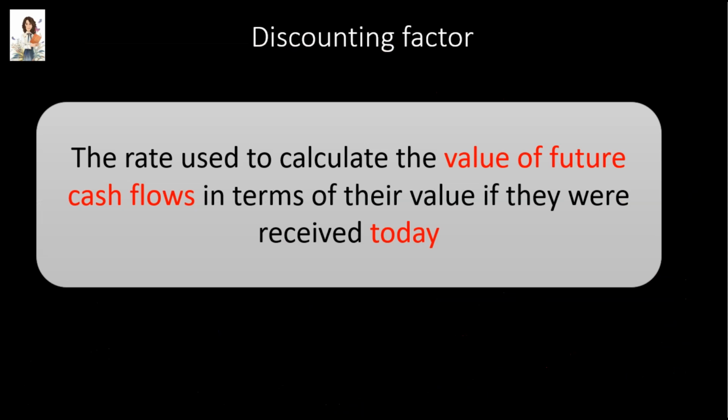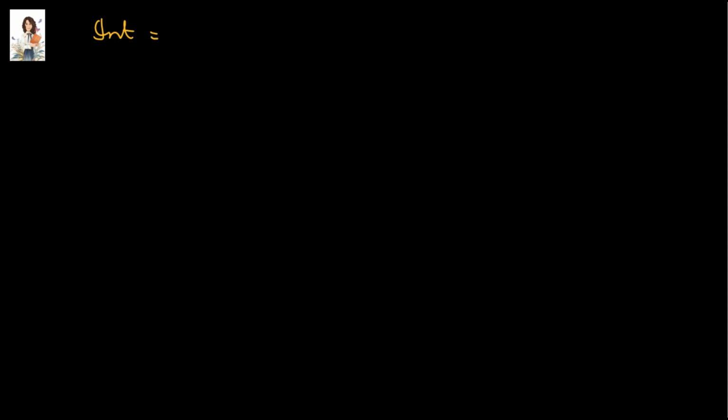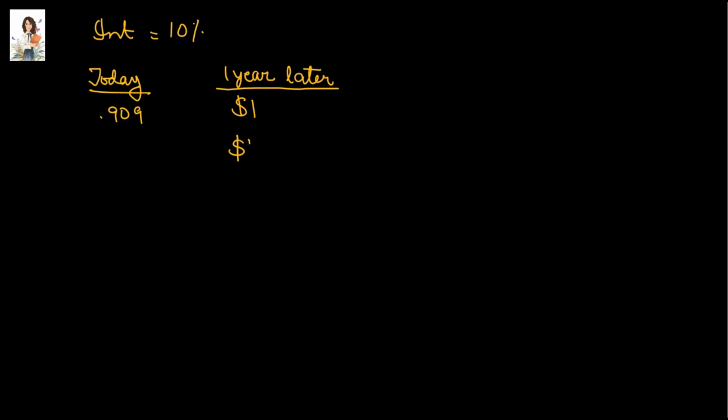We'll take a quick look at the definition of discounting factor. Discounting factor is the rate used to calculate the value of future cash flows in terms of their value if they were received today. Let's understand this with an example. At interest rate of 10% per annum, $0.909 today is equal to $1 1 year later. Therefore, $100 received 1 year later is how much in today's terms?